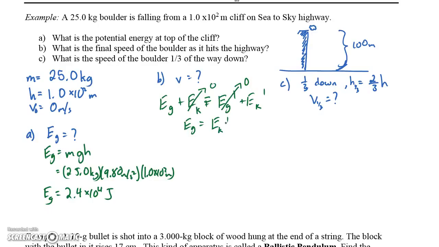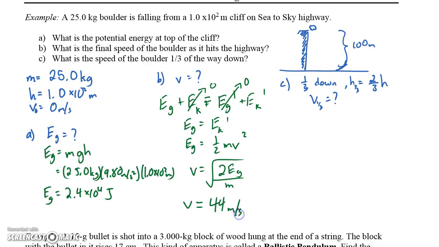We have a value for Eg, so we don't need to worry about it. So let's put in our equation for kinetic energy, one half m v squared. And now we just have to rearrange, which will look like this. Or you could divide by a half m, it means the same thing. And at the end of it, you will get, to 2 proper sig figs, 44 meters a second.